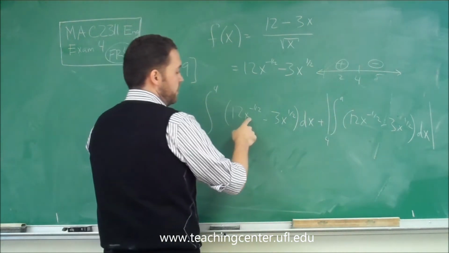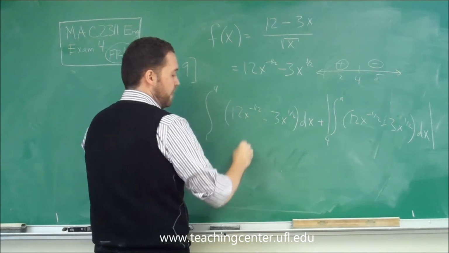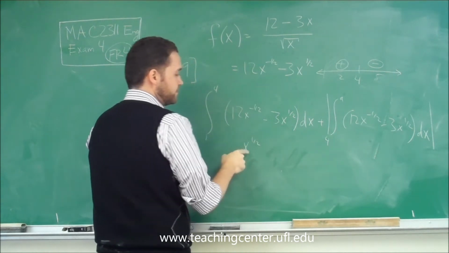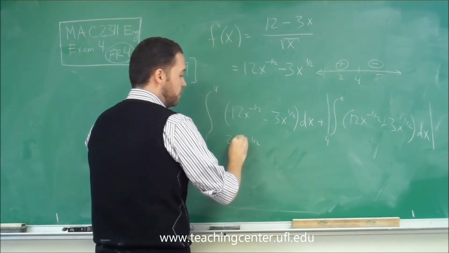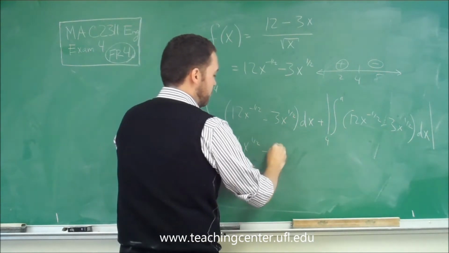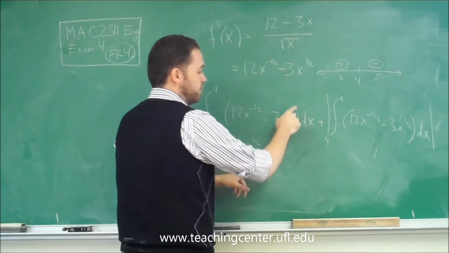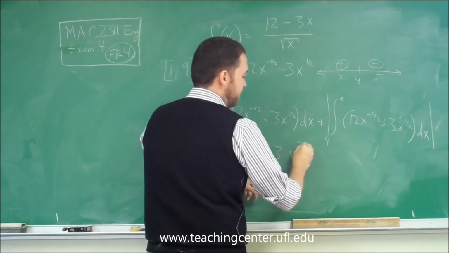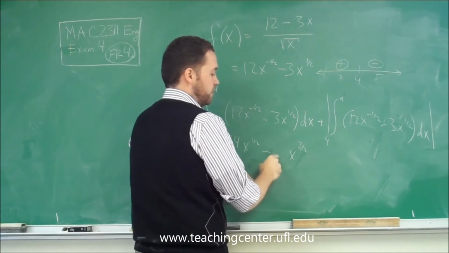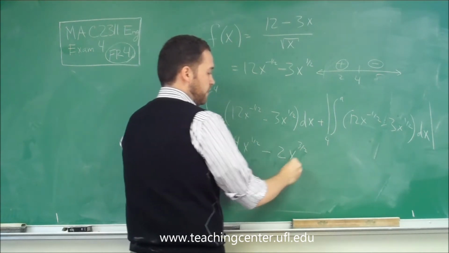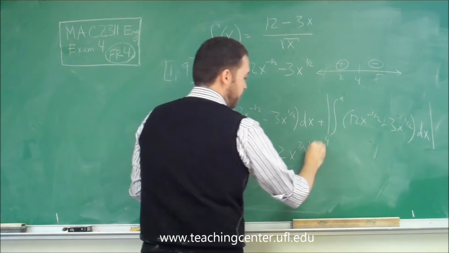So if we integrate this, you add 1 to the exponent and divide, so it's going to give you x to the positive 1/2. Then you divide by 1/2, so it's multiplied by 2, and you get 24. Over here, you go minus 3, and then you increase the exponent by 1, which gives you x to the 3/2. Dividing by 3/2 is multiplying by 2/3, which cancels out the 3, giving you just a 2 there. Then we want to evaluate from 1 to 4.